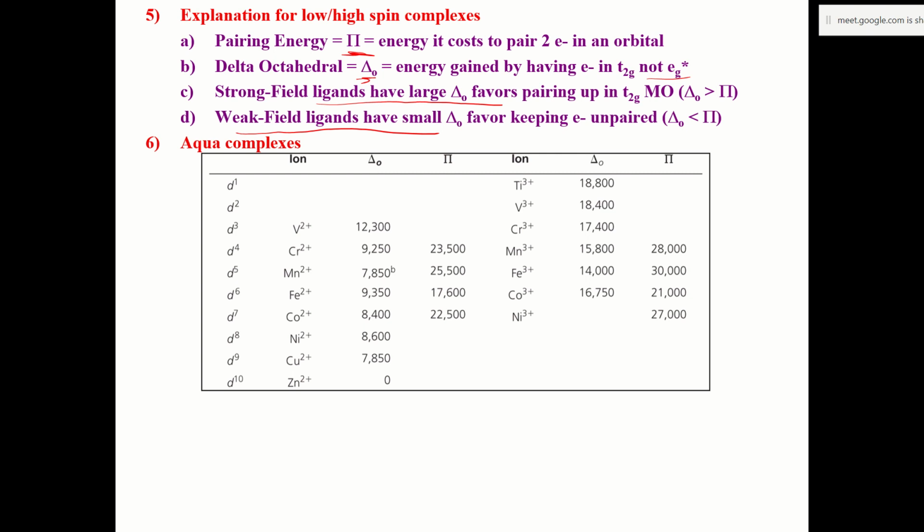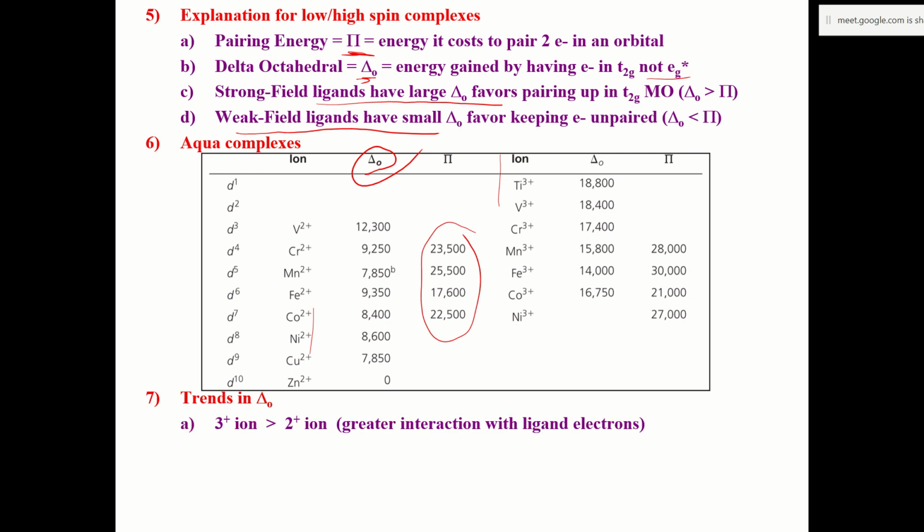So in a laboratory situation, you always have an aqua complex, that is water molecules bound to metals as ligands, and then you can calculate delta naught for them, for different divalent ions and trivalent ions, and their pairing energy. This has the same concentration as we have discussed earlier. The trends that we have seen earlier also show that for the 3 plus ion delta naught is higher as compared to the 2 plus ion. So again, you can discuss this in terms of metal ligand field theory also.